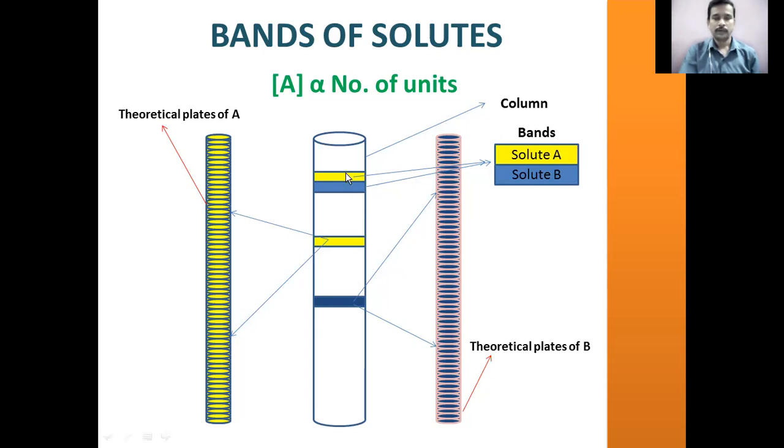So here I have represented by yellow and blue color bands, and this yellow band is for solute A and this blue band is for solute B. So at the top of the chromatographic column, the bands are present together. When you pass mobile phase through the chromatographic column, as the mobile phase moves down the chromatographic column, these bands also get separated.